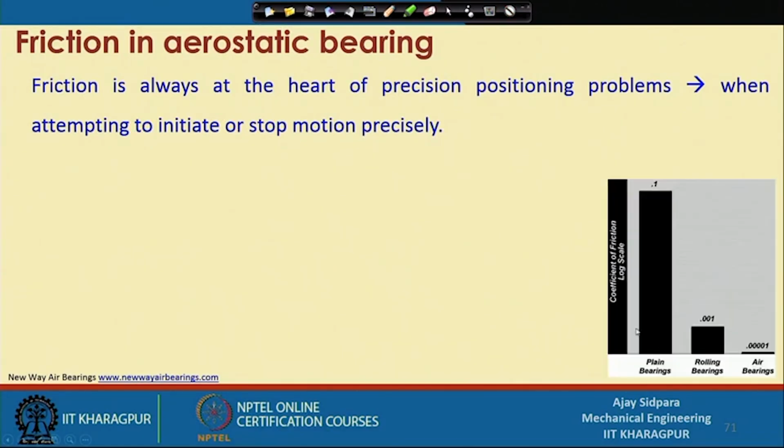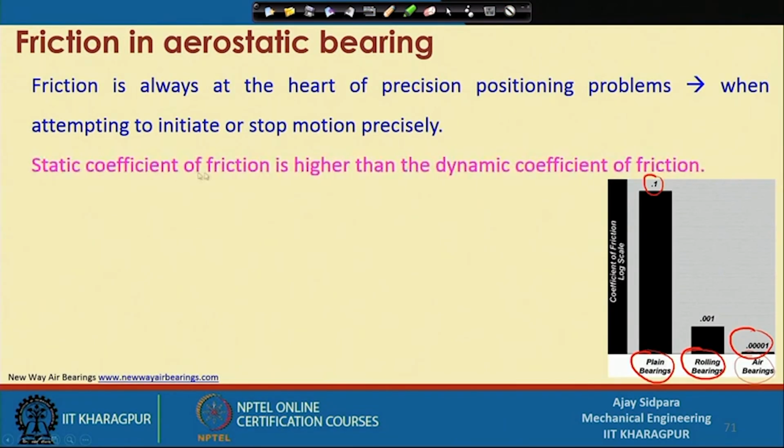Right. So, this is the coefficient of friction on the log scale. You can consider that this is the plain bearing, with a coefficient of friction of around 0.1, this is the rolling bearing and this is the air bearing. You can see it is very small, almost negligible, and that is the advantage of using aerostatic bearings for high precision applications.